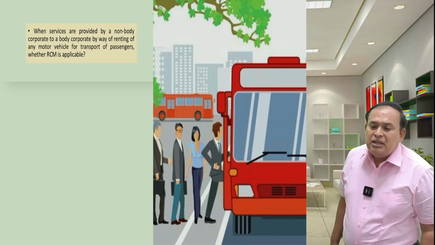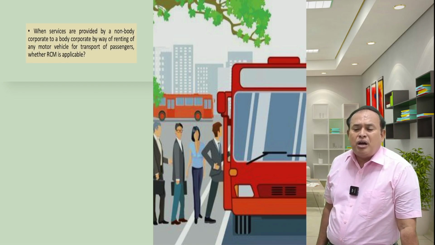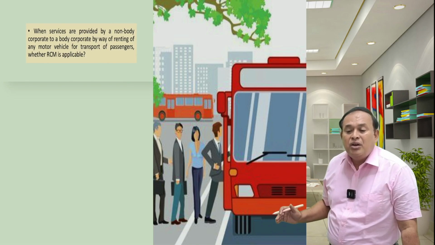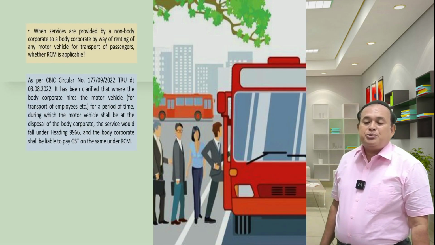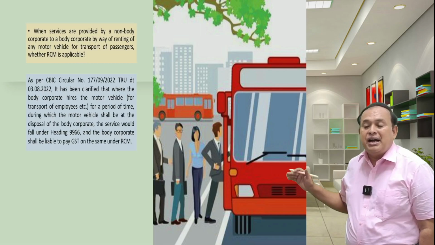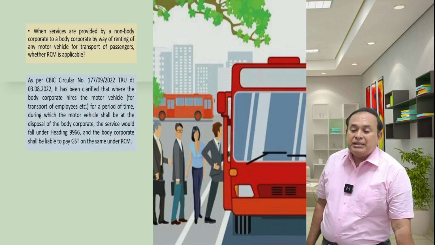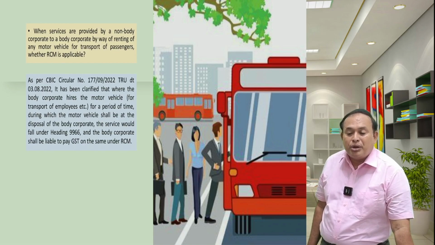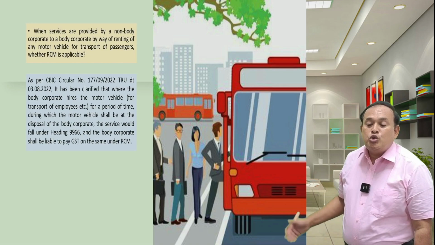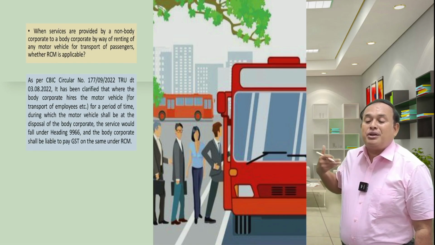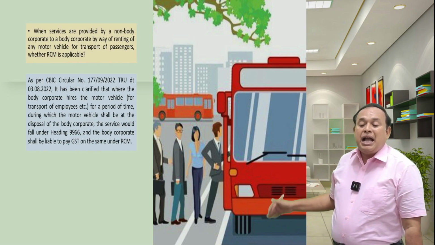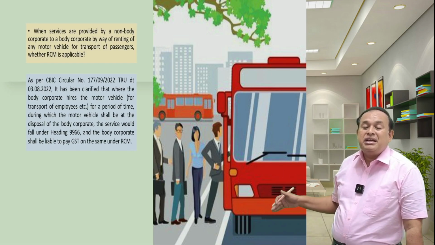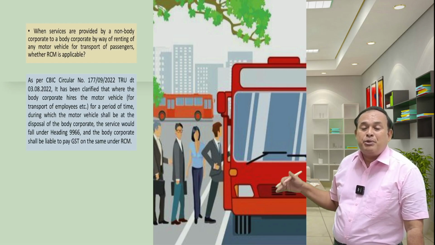Now the clarification given here. When services are provided by a non-body corporate to a body corporate by way of renting of any motor vehicle for transportation of passengers, is RCM applicable here? Answer: as per the circular of the CBIC, it has been clarified that where the body corporate hires the motor vehicle for transportation of employees, etc., for a period of time during which the motor vehicle shall be at the disposal of the body corporate, namely the recipient, the services would fall under the so and so heading. Accordingly, the body corporate is liable to pay GST under RCM as the recipient of the renting of motor vehicle services.